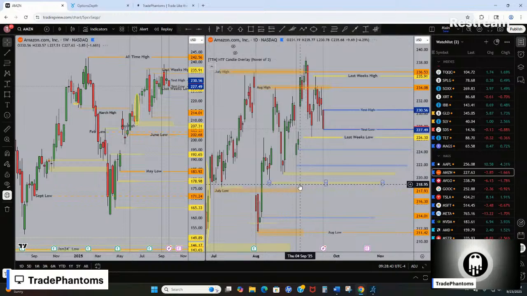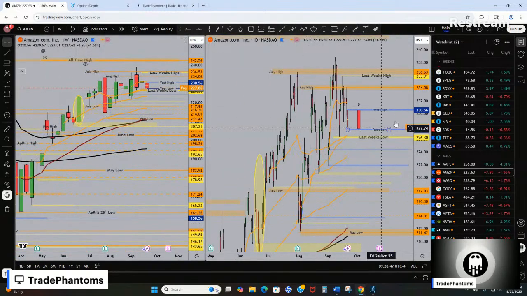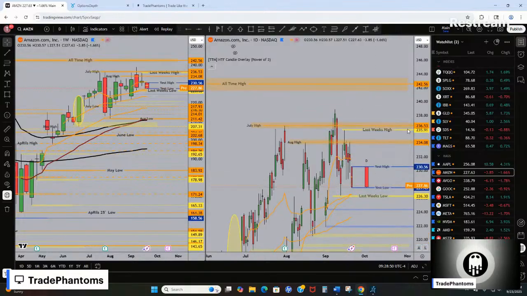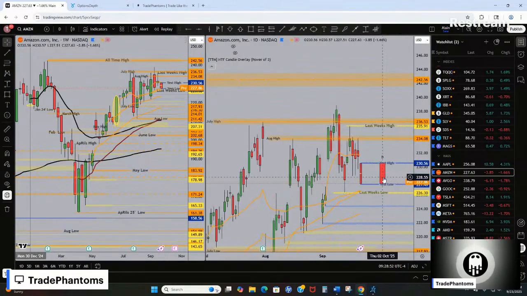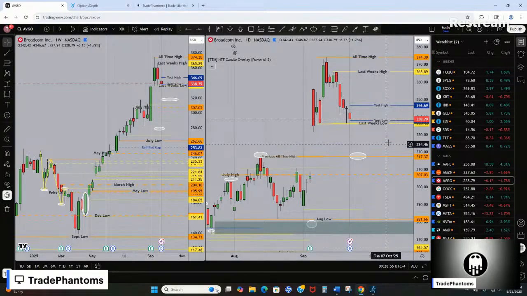Amazon has been annoying. I'm not even going to waste oxygen and precious time on this at the moment. Weekly on the left, daily on the right, just a mess. There are better tickers setting up versus Amazon.